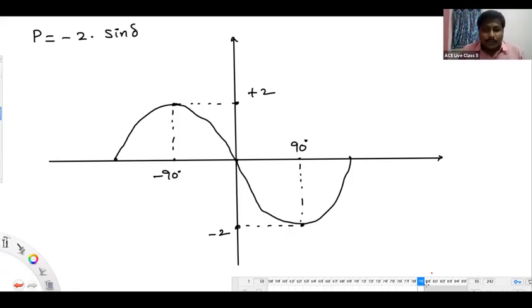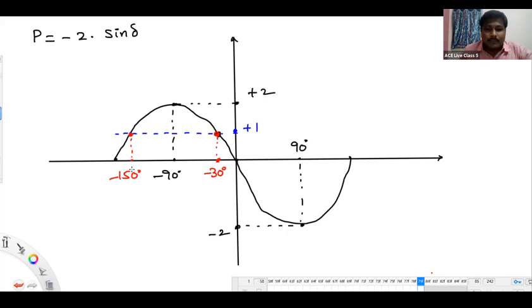Kindly observe. What is the power flow in the network you have? Plus 1 per unit. So with respect to the plus 1 per unit, if you see on this curve, we get two intersection points. The first intersection point angle will be minus 30 degree. The second intersection point angle will be minus 150 degrees.